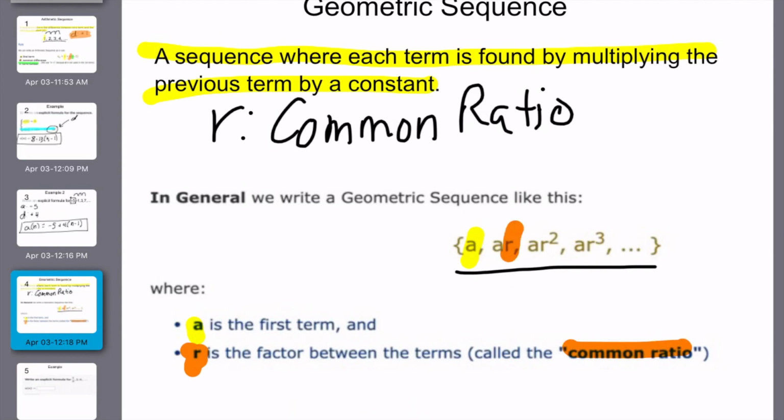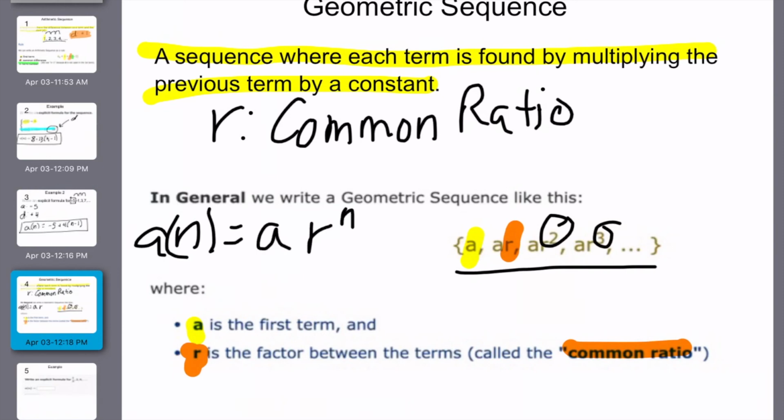And then we need to look for our term number, which can be seen up in the corner there. So if I wanted to rewrite this as an explicit formula just for us to see, I'd have a of n equals my first term times r to the n minus 1 power. Now let's put this into action.